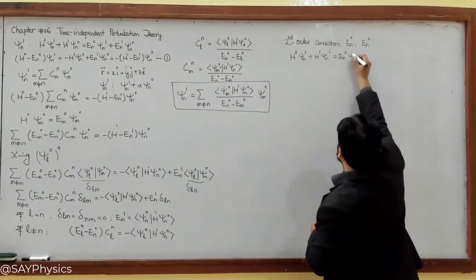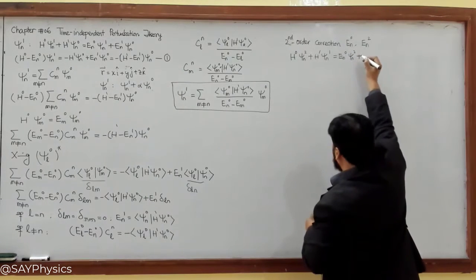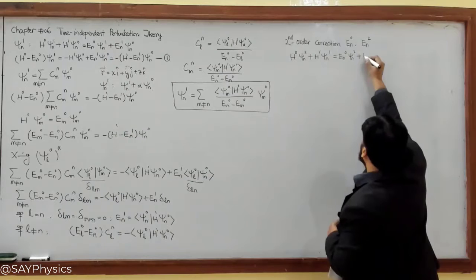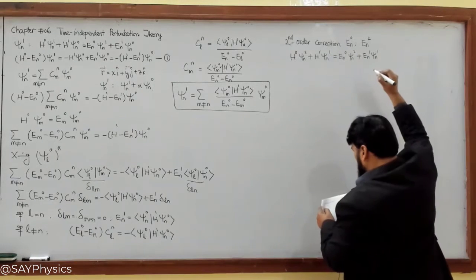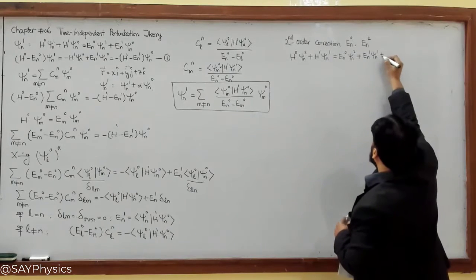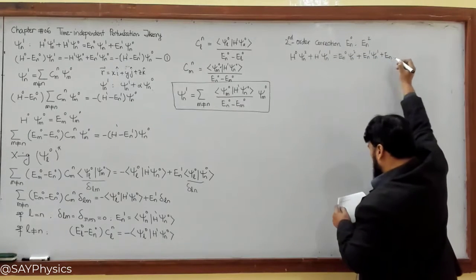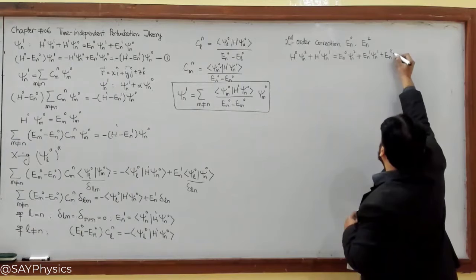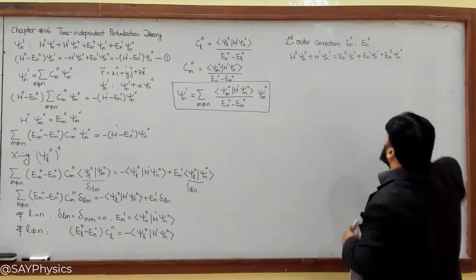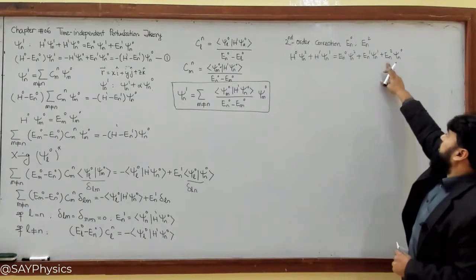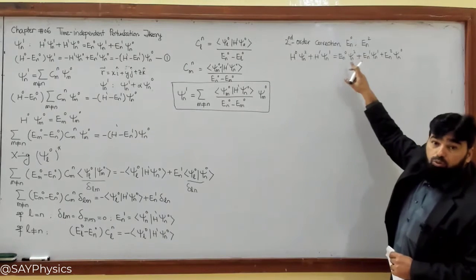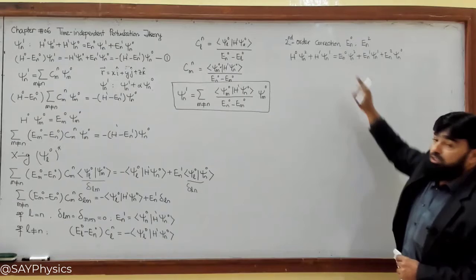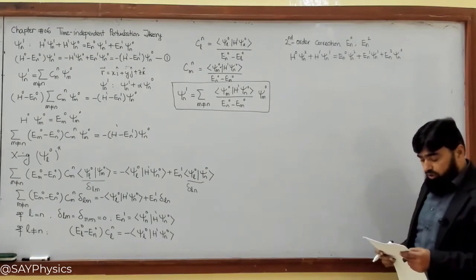En0 psi n2 plus En1 psi n1 plus En2 psi n0. We need En2 now. En1 we have already found. We don't need to find En0, because En0 is already the solution.